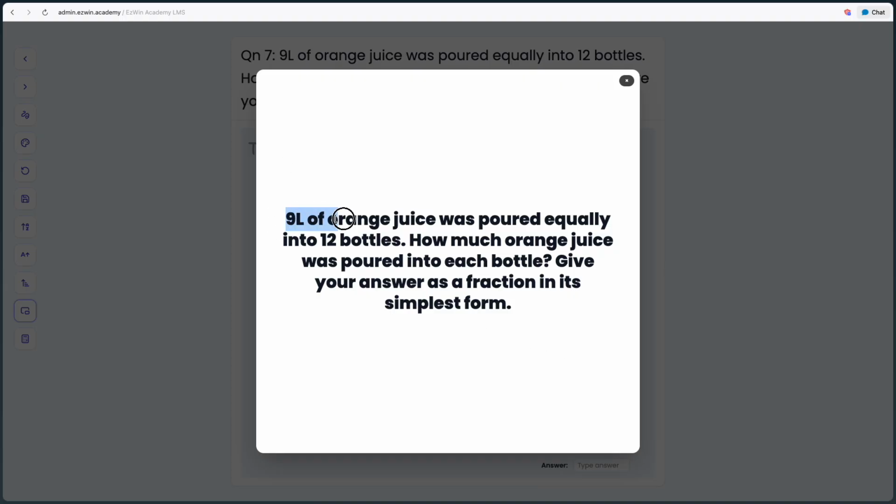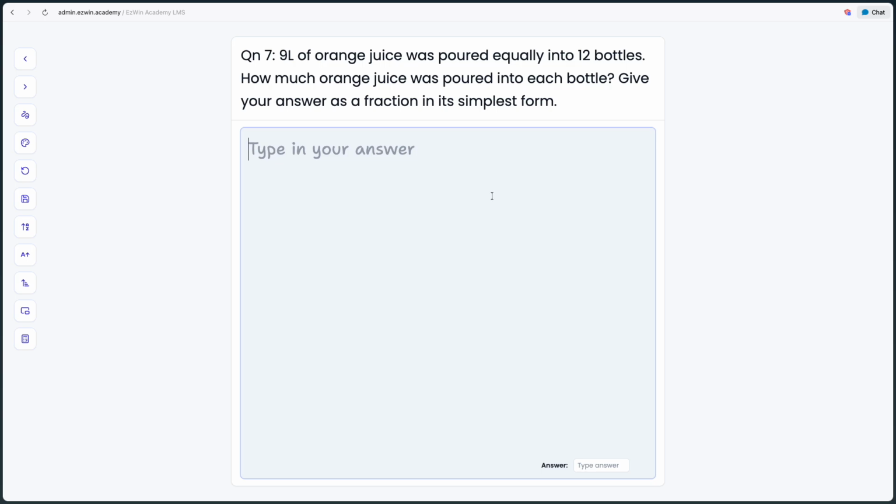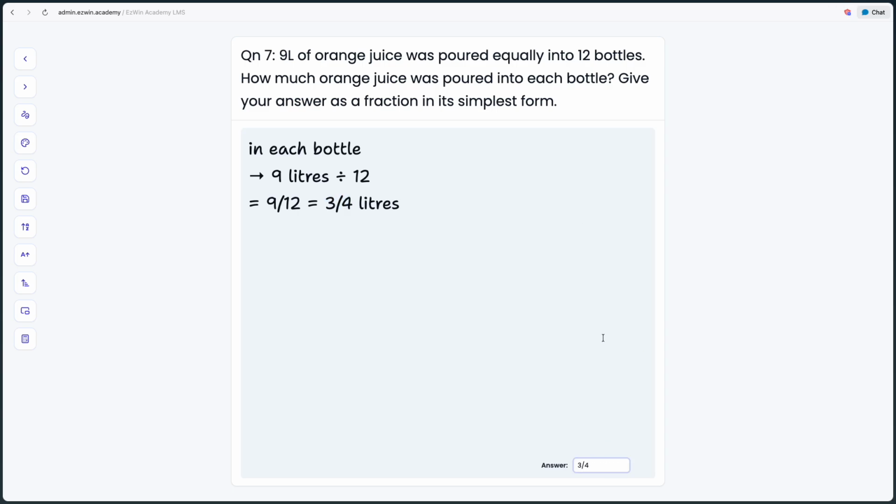Question 7. 9 liters of orange juice was poured equally into 12 bottles. How much orange juice was poured into each bottle? Give your answer as a fraction in its simplest form. So in each bottle, it's basically 9 liters divided by 12. It's basically 9 out of 12. And then for simplest form, we divide by 3 on each side, numerator and denominator, and it will be 3 out of 4 liters. So the answer is 3 out of 4 liters. Alright, let's move on to the next question.